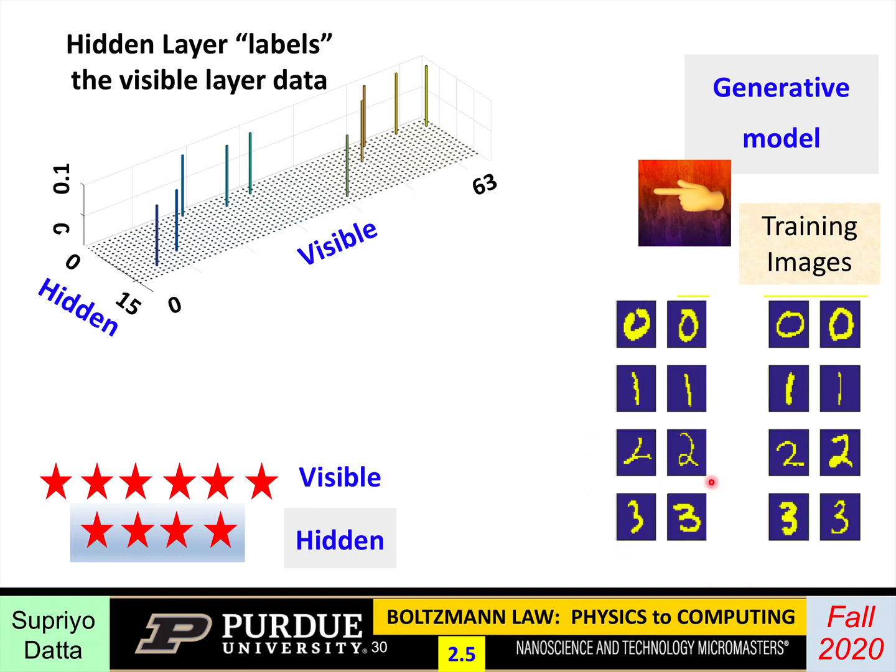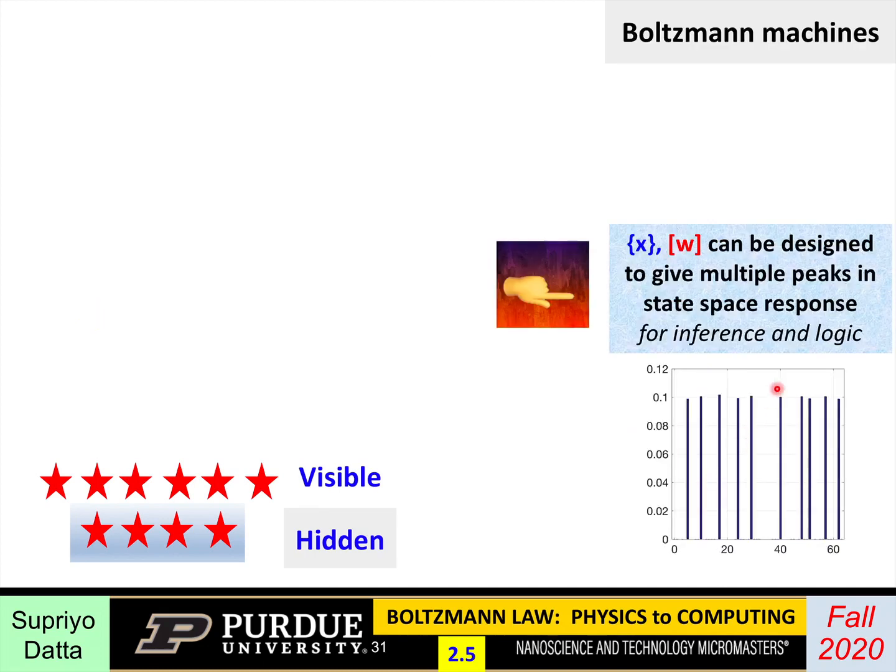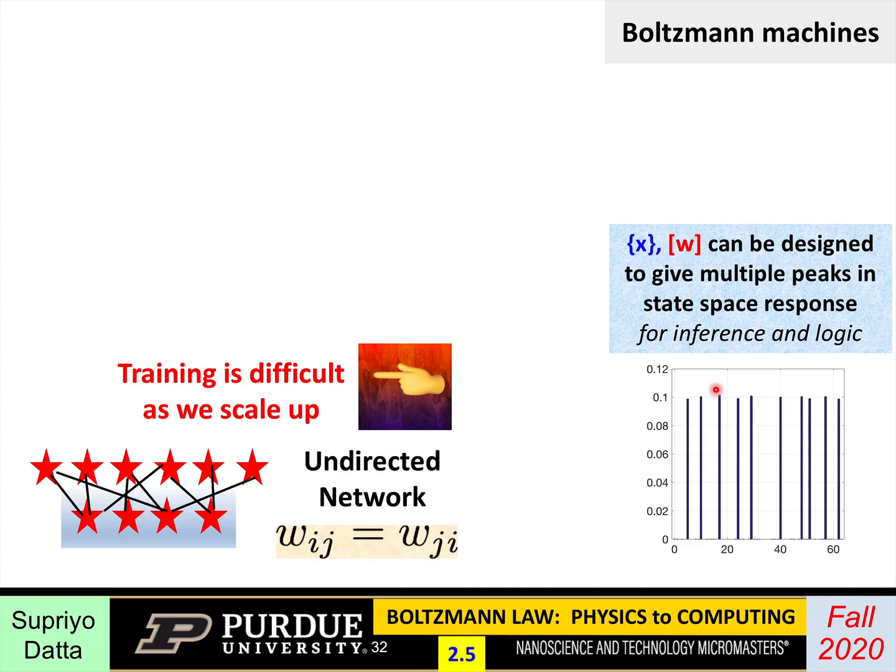I'm telling you all this just to give you a rough idea of the richness of this topic. But if you want to explore that, you need to take a real course on machine learning. Here, the main point I wanted to make is just that you can design these bias and weight matrices to give you multiple peaks in your state space response. And these could be very useful for inference and logic. We just took relatively small toy examples, and one of the problems in the field is that when you try to scale it up, the training gets difficult.